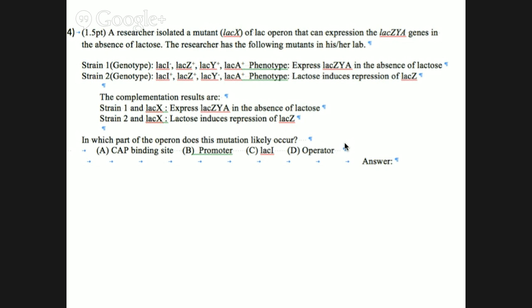Strain 2, the I is positive, and those are still positive, and the Z is still positive, Y is negative. So when these two are together, lactose now induces repression. That should be induced expression of lactase, sorry. Yeah, at the bottom. Wait. Lactose. And the second one, induce repression of lactase.